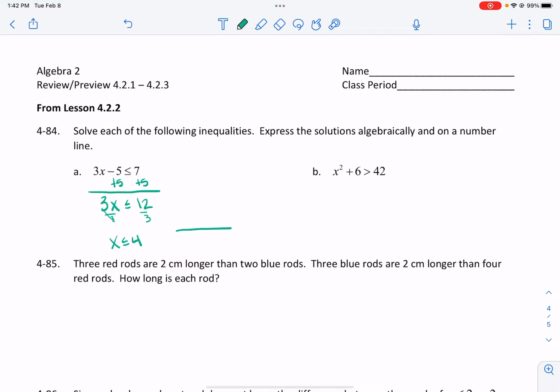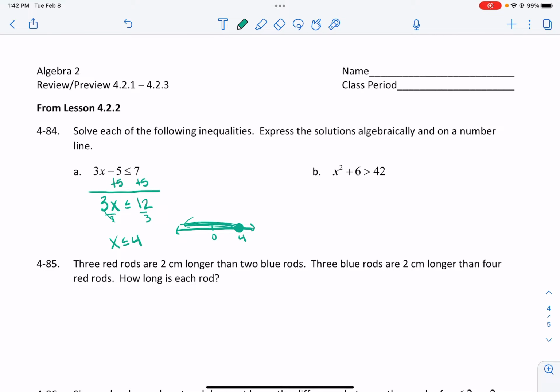Let's draw a quick number line. I'll usually put 0 in the middle at 4. Because it has the equal to part of it, it's going to be a closed dot. And x is less than 4, so less than 4 is this way. So we'll shade that way.